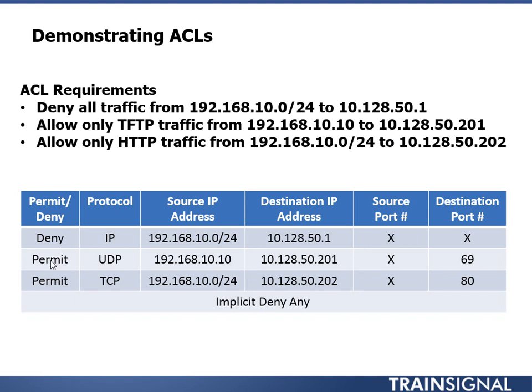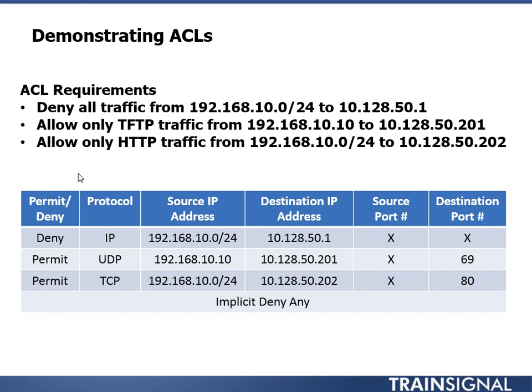Next requirement, allow only TFTP traffic from 192.168.10.10 to 10.128.50.201. So here I want a permit statement. I'm going to have UDP as my protocol, my source address 192.168.10.10, which is my workstation, to the destination address of my TFTP server. Source port I don't care about, and I know that TFTP operates on port 69. I remember too that TFTP is one of the few protocols that actually uses UDP at the transport layer. So in order for us to filter the TFTP traffic, we have to remember that TFTP at the application layer uses UDP at the transport layer. And because of that, our access control list is going to have to filter based on UDP.